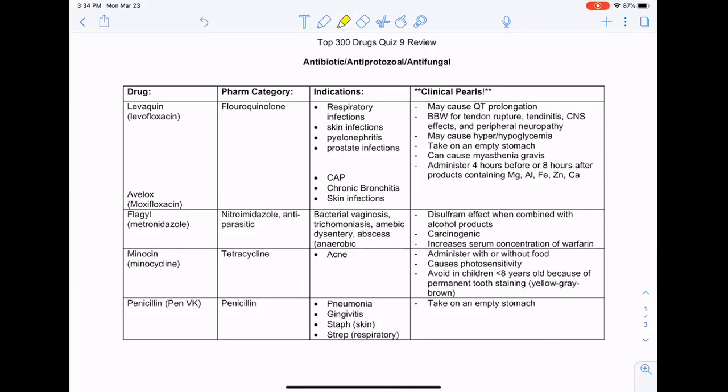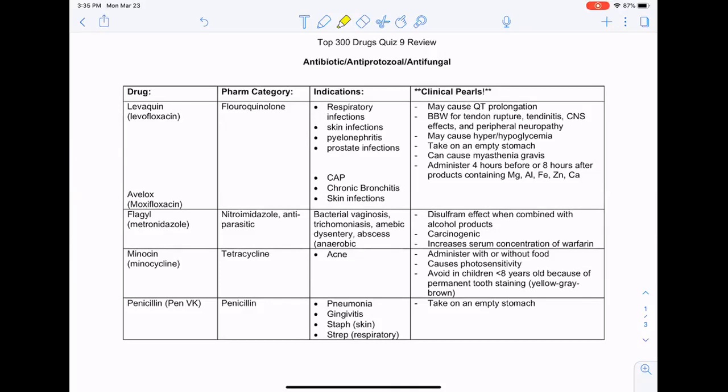So first one is may cause QT prolongation. I'm sure you guys are probably familiar with that already, but I'll just briefly go over it. Basically that means you don't want to give this medication to anybody that has any heart issues, that's on any arrhythmia drugs. So with any type of heart medications, you're going to want to make sure you double check, and it's probably not a good idea for that patient population.